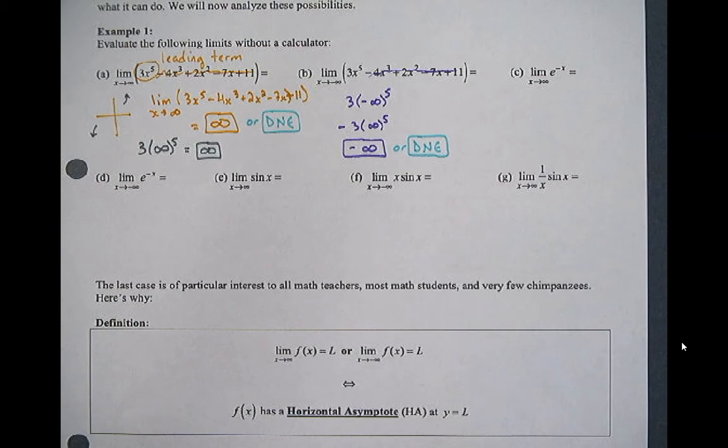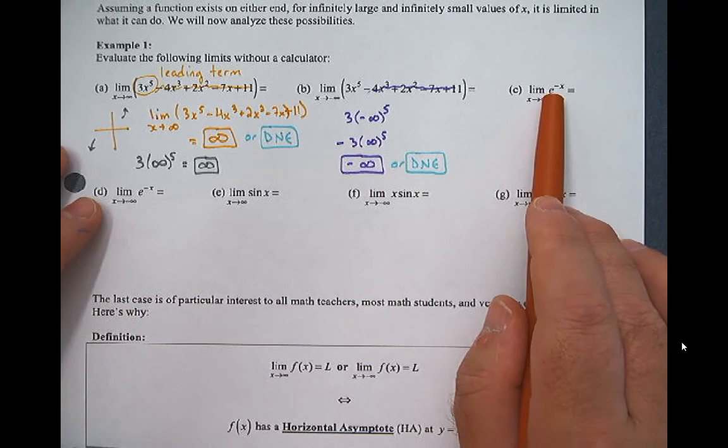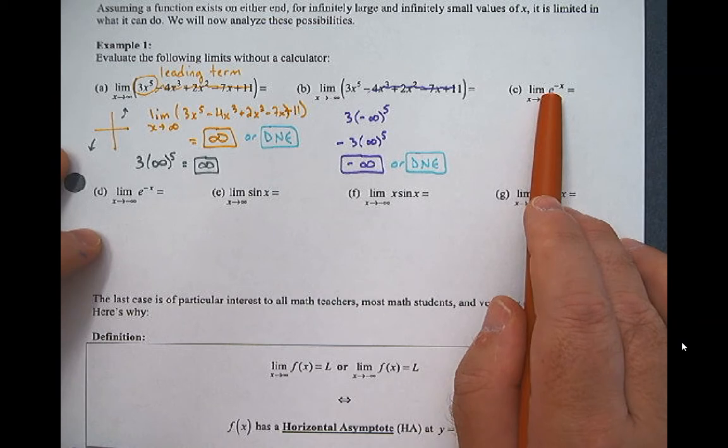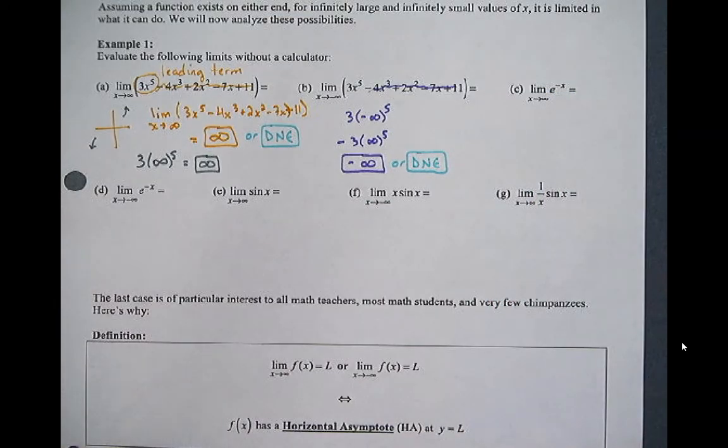So I'm going to encourage you to pause here, or I'll give you 10 seconds. I would like you to identify the parent function, and then I'd like you to tell me what kind of a transformation. I said shift, but I meant transformation. What kind of transformation does this have? Go. All right, let's see how you did.